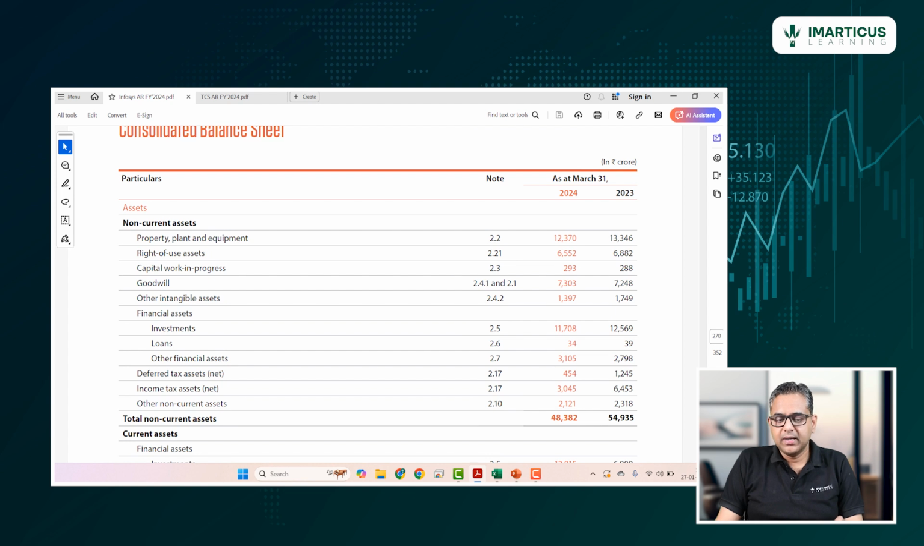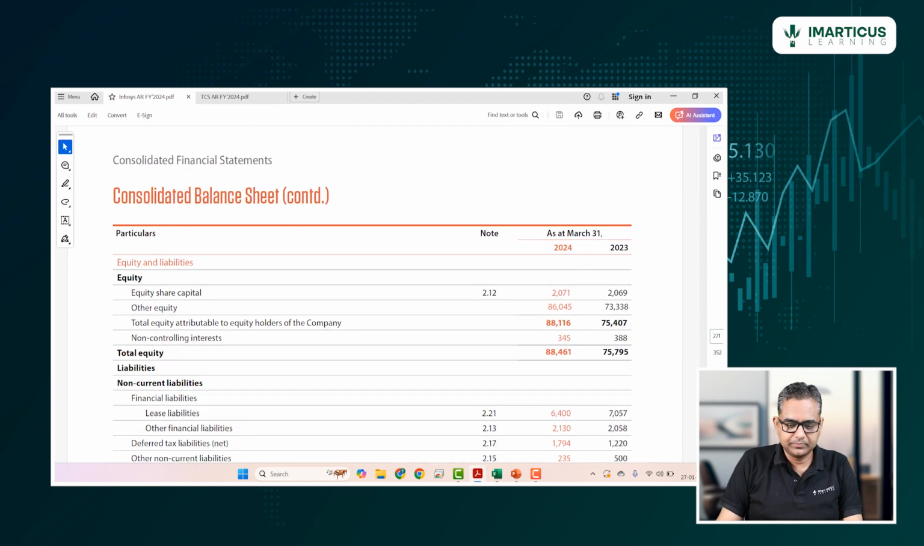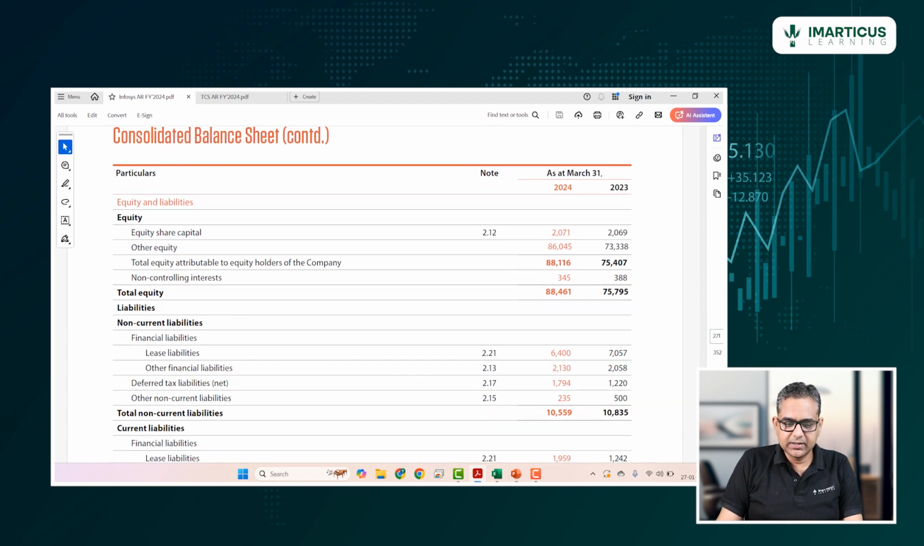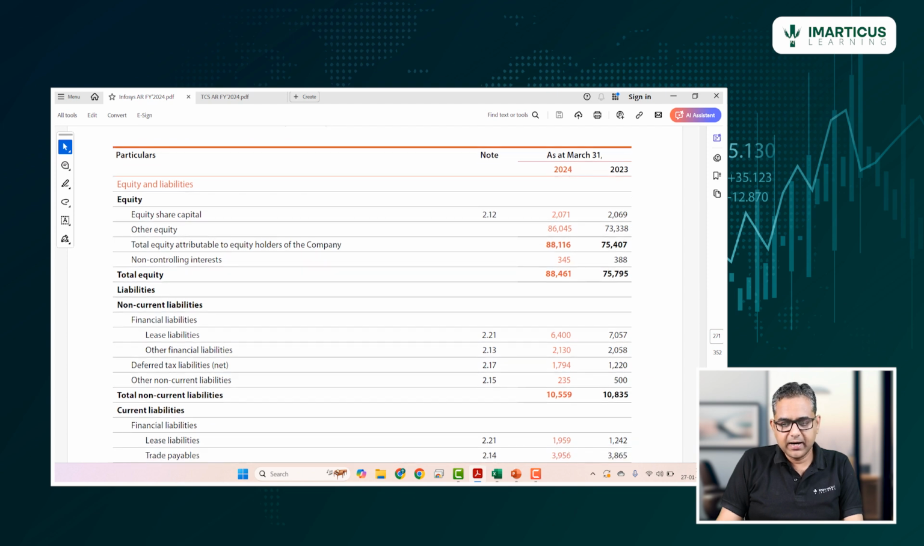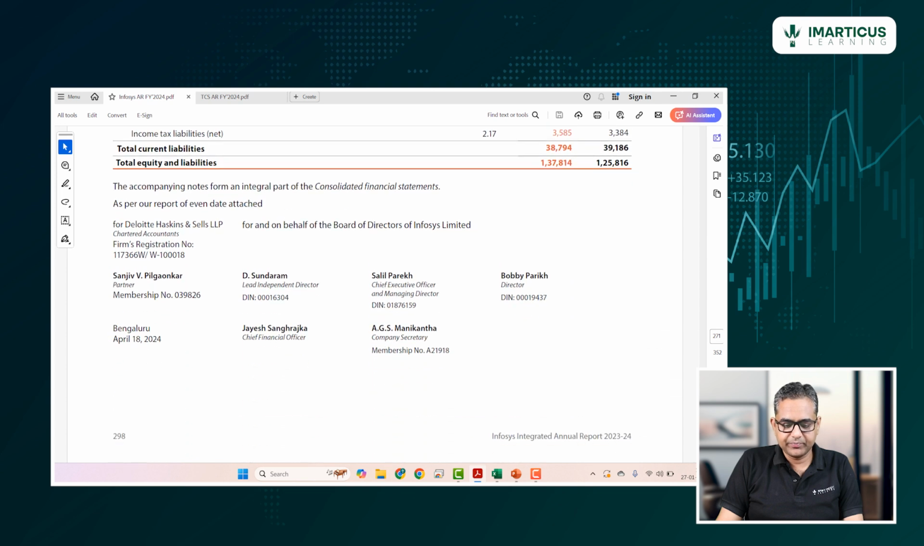But what we are looking at here is the absolute numbers. So that means I can see that property, plant, equipment was 12,370 crores, whereas last year it was 13,346 crores. Similarly, if we look at equities and liabilities, we are again looking at absolute numbers for the 2 years.